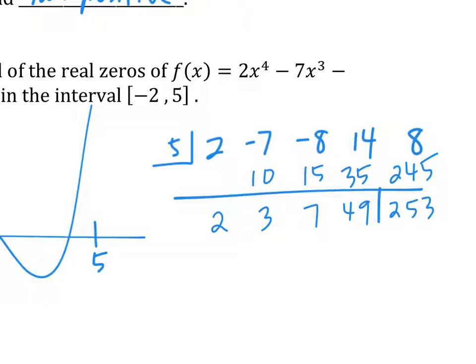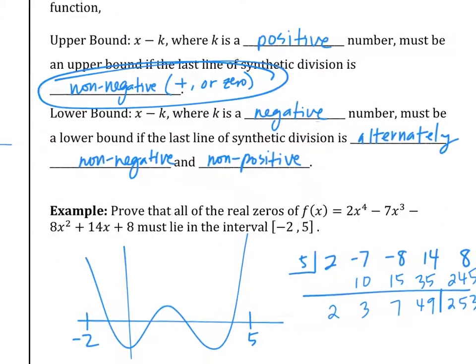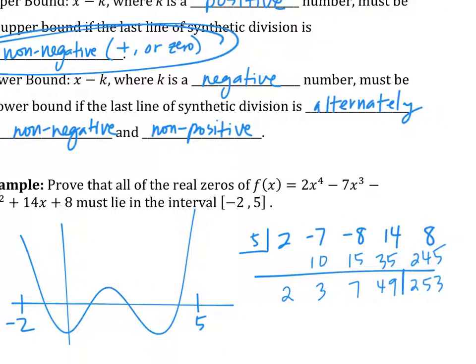If 5 truly is an upper bound, then you should look at the last line, which is this line, and the entries should all be non-negative, meaning you either see a positive number or a 0. So positive, positive, positive, positive, positive. So is 5 truly the upper bound? Yes, according to this. And then we're going to check on decimals to see if it's true.